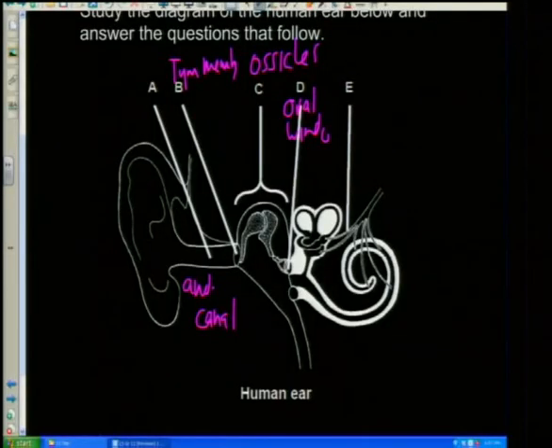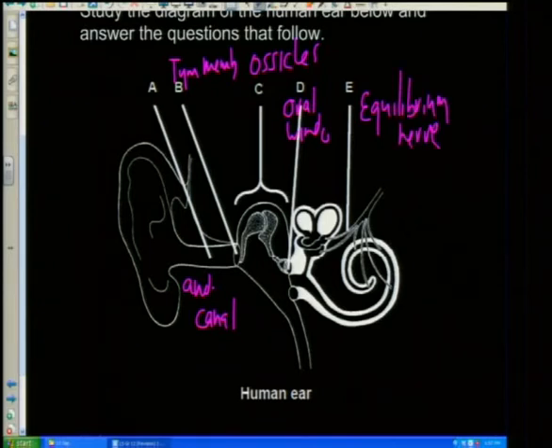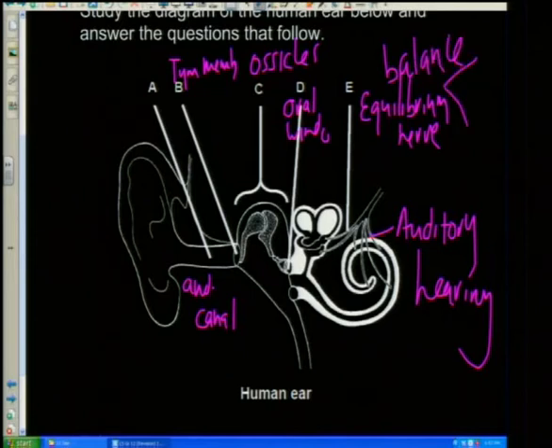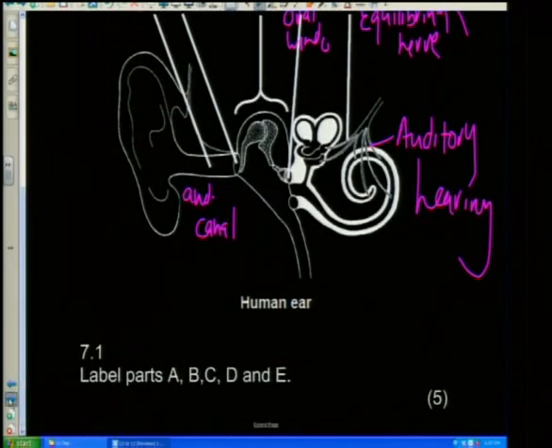And E, look at where this nerve is coming from. It's coming from the semicircular canals and the sacculus. So this branch of the nerve is called the equilibrium nerve. This branch of the nerve here coming from the cochlea, that is the auditory nerve. This one is for hearing. This one is for balance. Got it? Good. Labeling done.